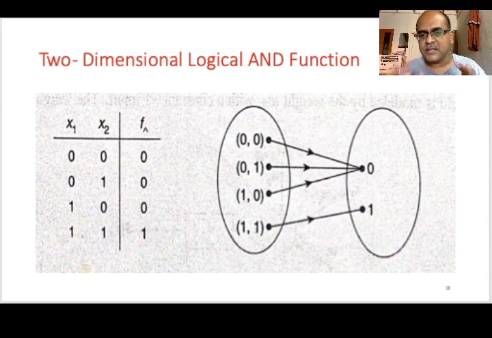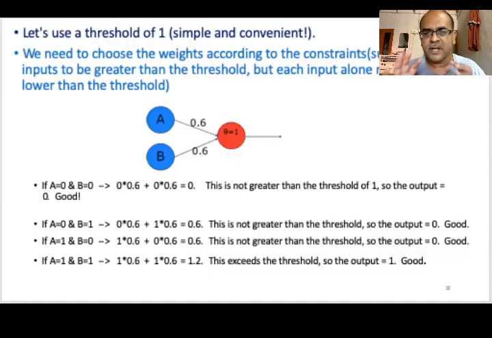So the truth table is given here, x1 and x2: 0,0; 0,1; 1,0; 1,1. Output is 0 for the first 3. The output is 1 for the fourth one because both the inputs are 1, output is 1 for a logical AND function. This can be probably demonstrated by using a perceptron.